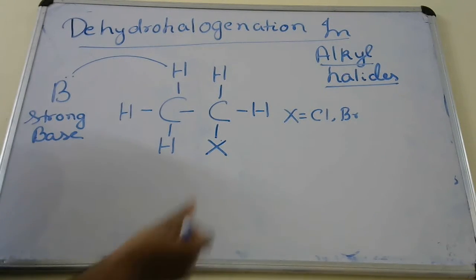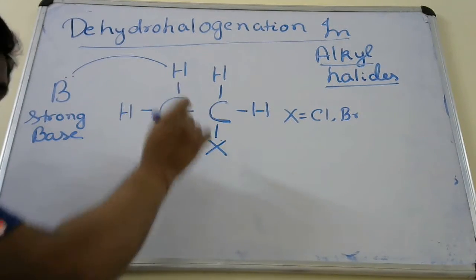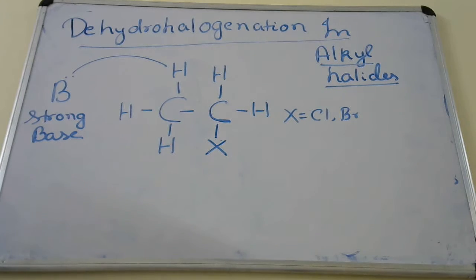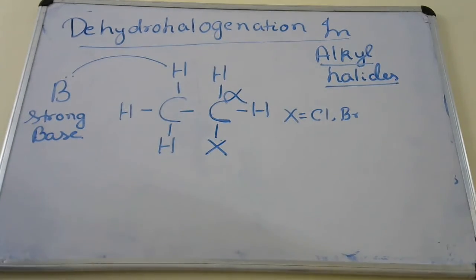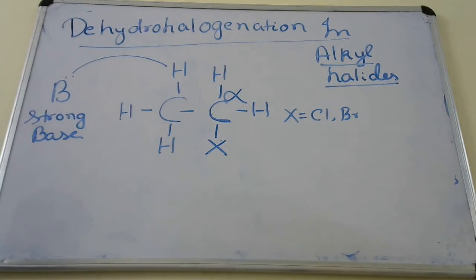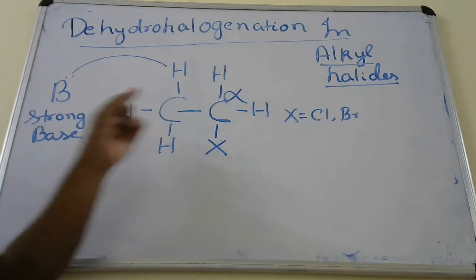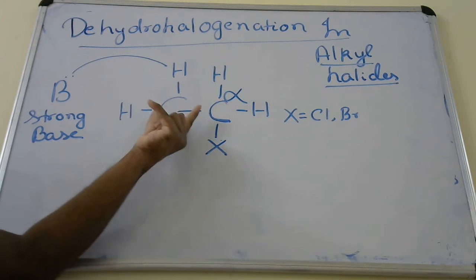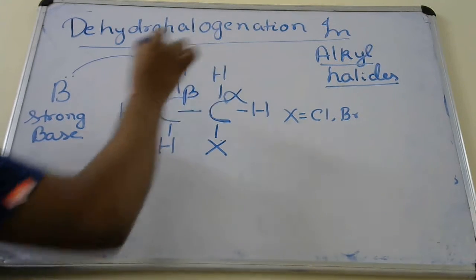Now, which hydrogen will it take? The carbon atom directly linked to the halogen is called the alpha carbon, and the next carbon, directly linked to the alpha carbon, is called the beta carbon.